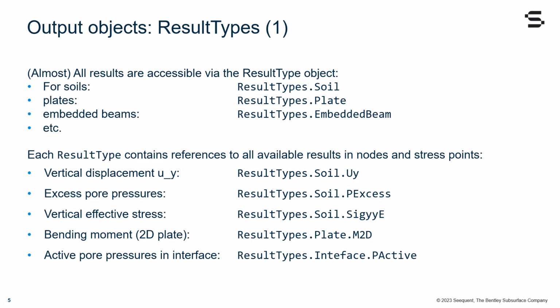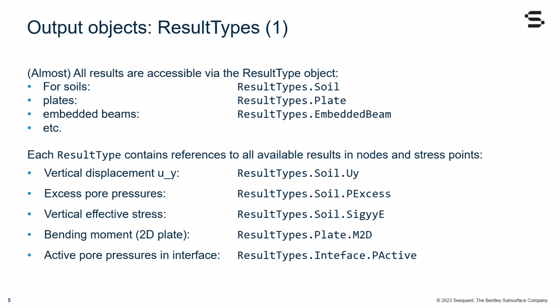Let's begin with our first Output object, the result types. Almost all results are accessible via the resulttypes object. For example, for soils, it is resulttypes.soil. For plates, it is resulttypes.plate. For embedded beams, it is resulttypes.embeddedbeam, and so on. Each result type contains references to all available results in nodes and stress points.